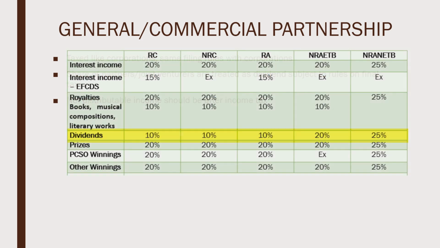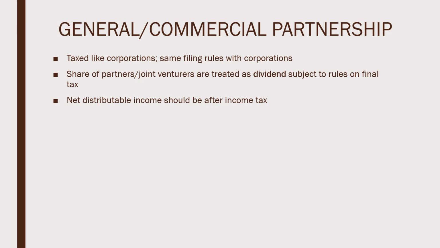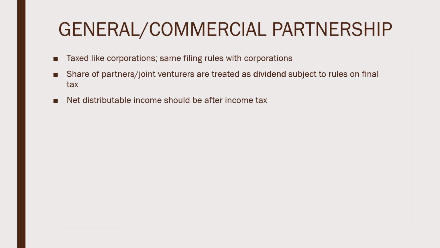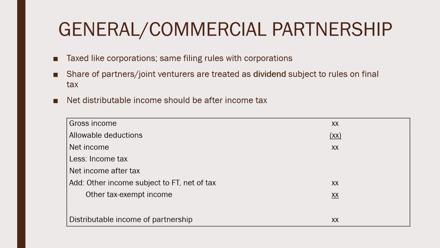So use these rules if the recipient of the share is an individual, and use these rules if the recipient is a corporation. Hopefully you have your own summarized tables regardless of the format, but by now you should be able to construct the summaries on your own. And the net distributable income should of course be after the income tax.